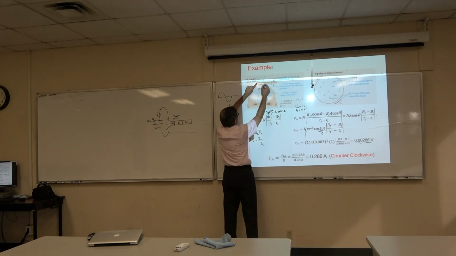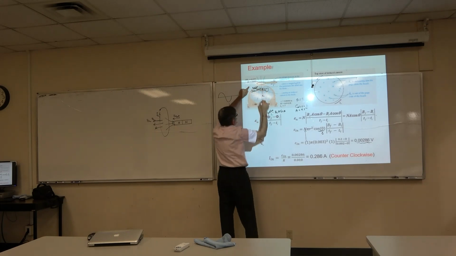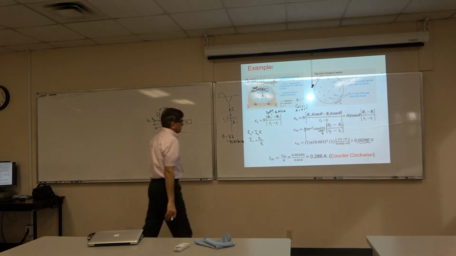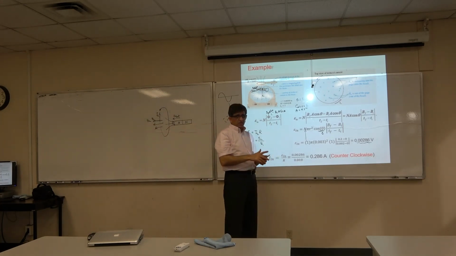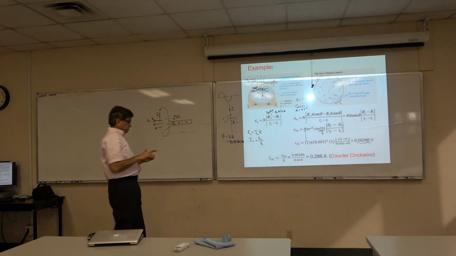This is the external magnetic field, the blue lines, B external. Now, the induced magnetic field has to oppose the cause, and it can only oppose the cause if the current is moving in the counterclockwise direction. Alright?